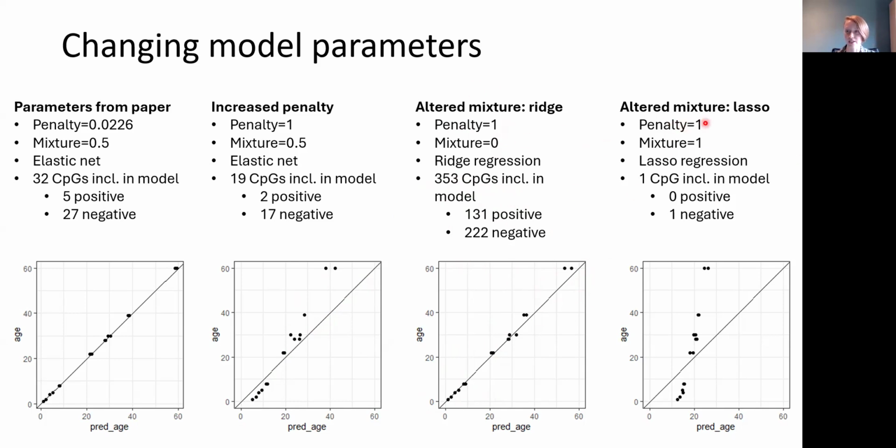And we can also change it to be lasso. In this case, it filters out basically everything, so we only have one CPG included in the model, so it looks much worse in this case. Again, that won't always be the case across all data sets. This isn't saying that lasso is bad and ridge is good. It's just for the particular situation of this example, that's how it looks.